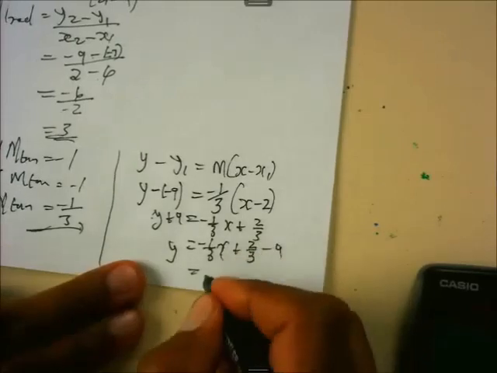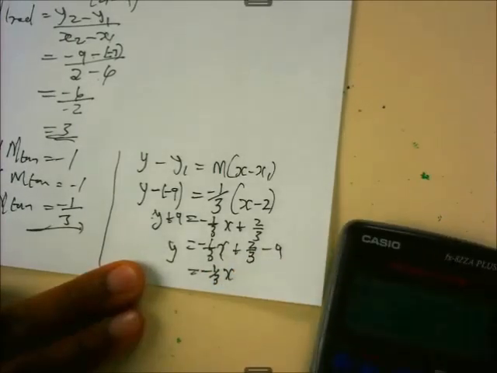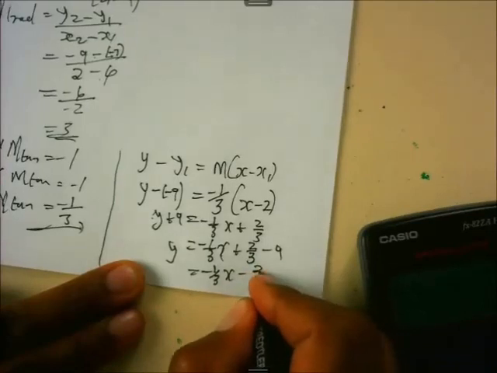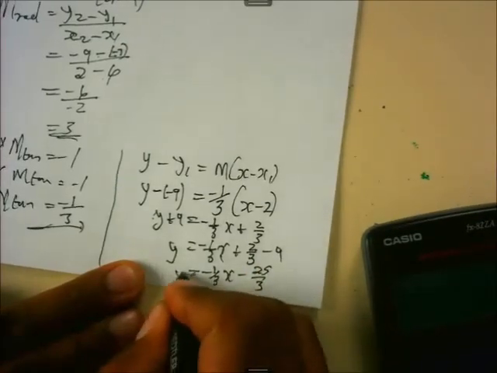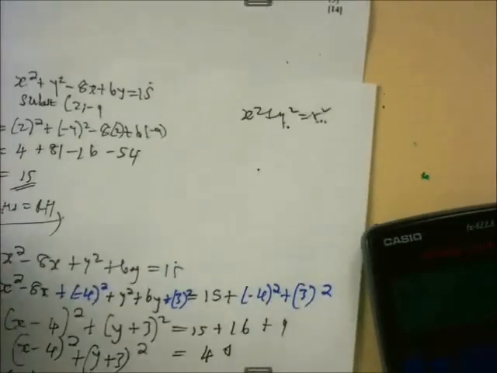Therefore, the final answer there is 1 over 3 x, now we take 2 over 3 minus 9. And then the answer is what? It's minus 25 divided by 3, which is the equation of the tangent at the point 2 and minus 9.